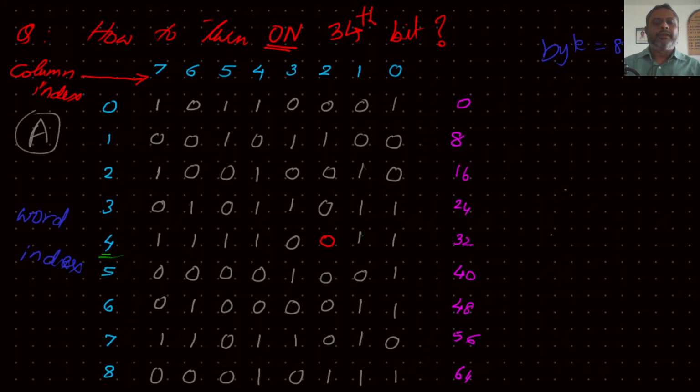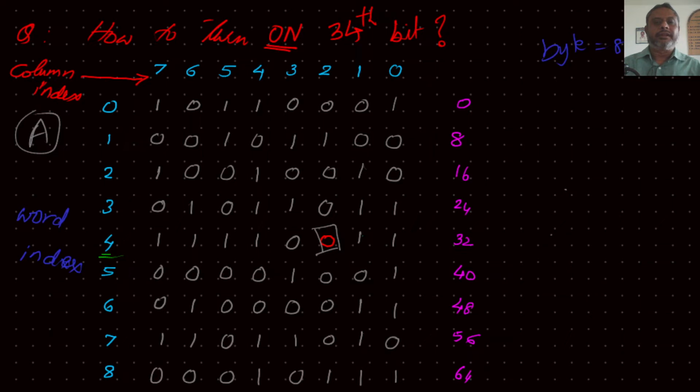We are now trying to solve the problem of how to turn on the 34th bit. If you look at the 34th bit, this is our 32nd bit, 33rd bit, so this is our 34th bit. We are working on this particular bit. Now the question is, how do you identify this? One way is to just keep counting 0, 1, 2, 3, 4 and all that. That's definitely not a practical way of working on it, so we need to find an alternative way.